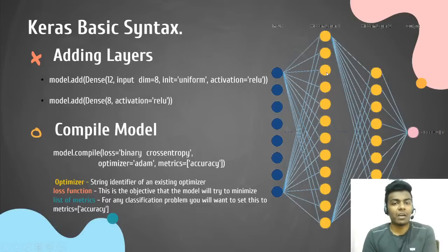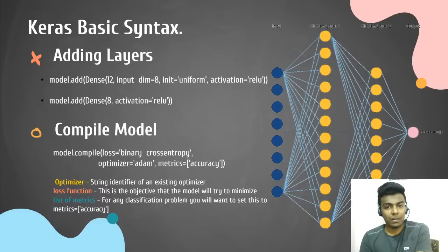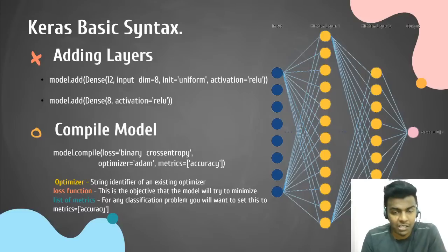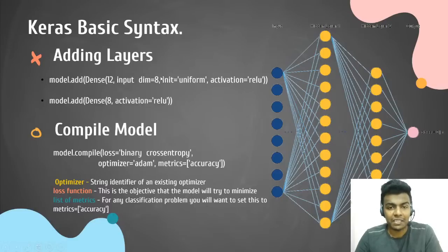How many neurons are required depends on your tuning parameters. If you are not getting proper accuracy, you definitely want to change them and observe. For example, for the input dimension we have 8 neurons at the input, in the first hidden layer we have 12 neurons, which is a dense layer, and then we added the next dense layer, which has 8 neurons. So these are the layers present here.